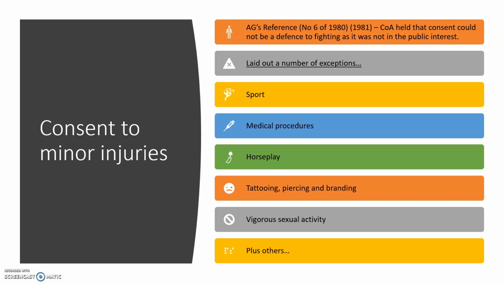They said consent to fighting would not be in the public interest, but they did lay out a number of exceptions where you can consent to serious harm. And you can see a number there. So sport, medical procedures, horseplay, tattooing, piercing, branding, vigorous sexual activity, and there are others around stunts and a number of other things. So we're going to start by looking at sport.